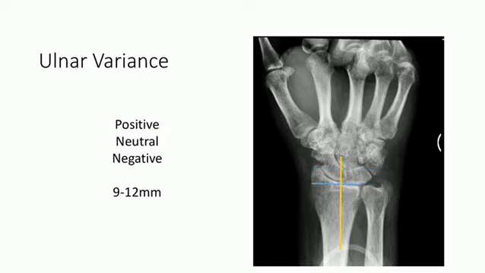And finally, on the AP, we want to look at ulnar variance, and this is really important because if you have comminution, you need to know what's normal for the patient. And the reality is that ulnar variance can be positive, the ulna can be longer, it can be neutral at the same level as the lunate facet, or it can be negative, and the range is between 9 and 12 millimeters. So if you have comminution and you don't know what normal is, get an x-ray of the other side so that you know how to build back that patient's normal anatomy.